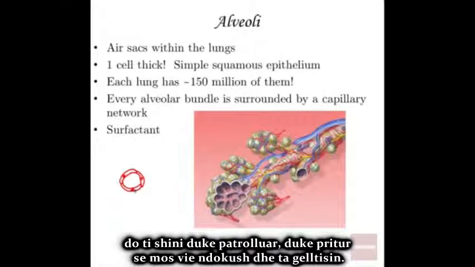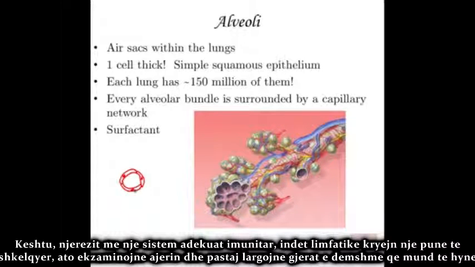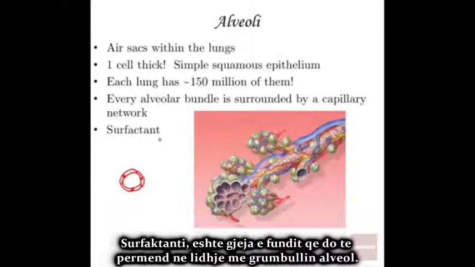You would see them kind of patrolling along and sitting there waiting for something to come by and eating it up. So people with an adequate, strong immune system are going to be doing a great job with their lymphatic tissues here, kind of screening the air, getting rid of that bad stuff that's coming in. Surfactant is the last thing I want to mention with respect to these alveolar bundles.